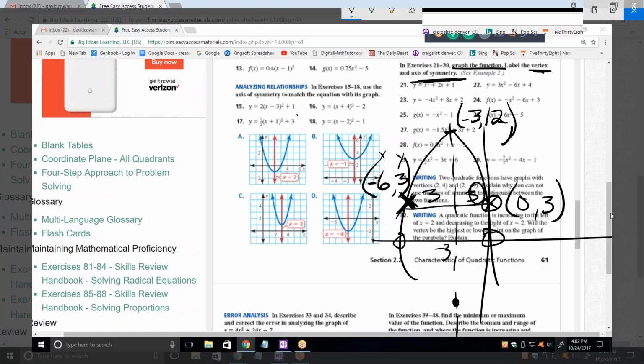This would be a better question if they said graph the function and label 3 points. Because you have to have 3 points to graph it. All parabolas need 3 points. Can't graph a parabola with just 2.